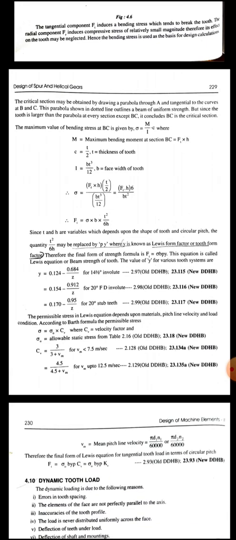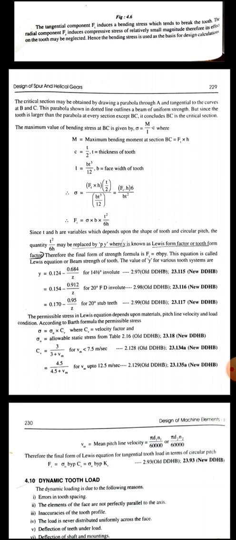Permissible stress in Lewis equation depends on material, pitch line velocity and load condition. According to the Barth formula, permissible stress sigma equals sigma o into Cv. Cv is velocity factor. Sigma o is allowable static stress. So velocity factor Cv is 3 upon 3 plus Vm.